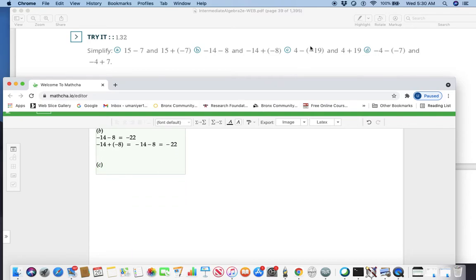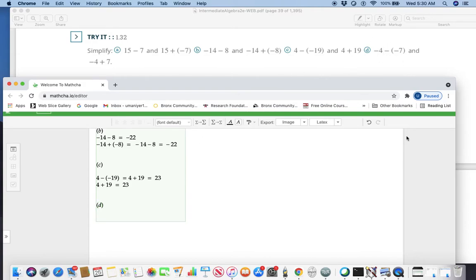Next. 4 minus negative 19. Well, first take care of the signs. Negative followed by a negative is a positive. 4 plus 19, that's 23. 4 plus 19 is 23.